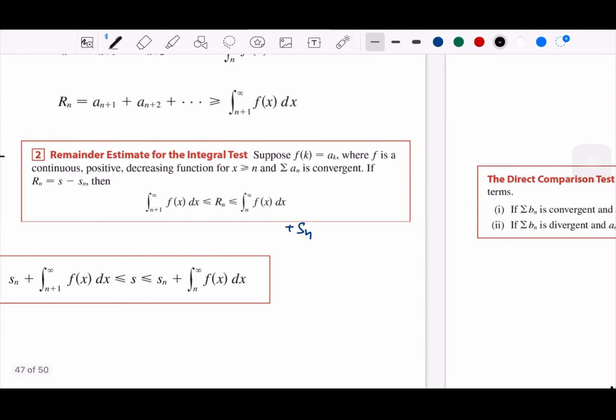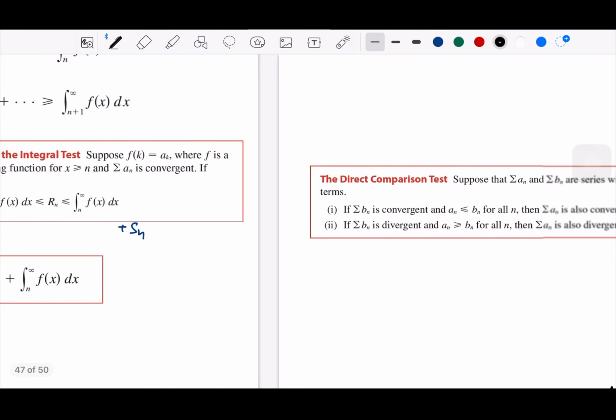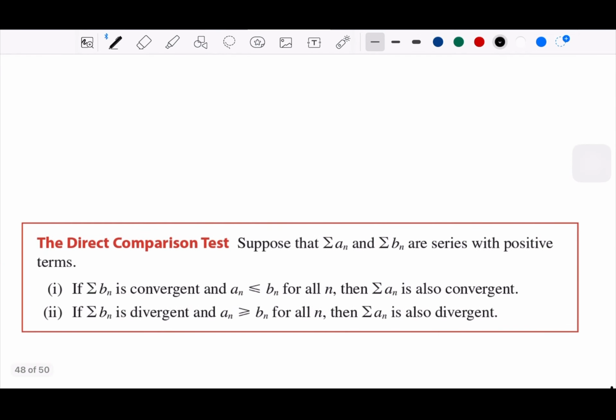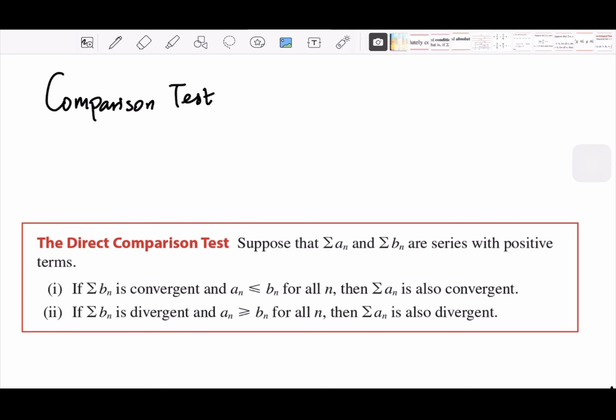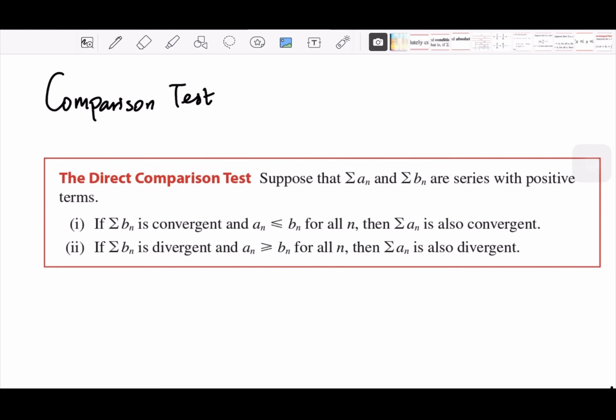Okay, now there is another test. We call it the comparison test. I will bring the first theorem. Just to understand the concept, what we are going to do in this test is compare series.